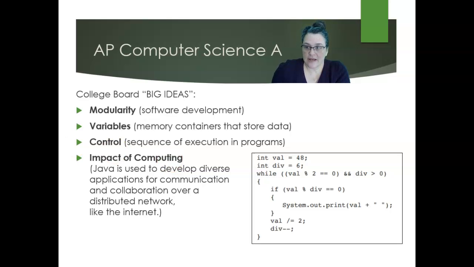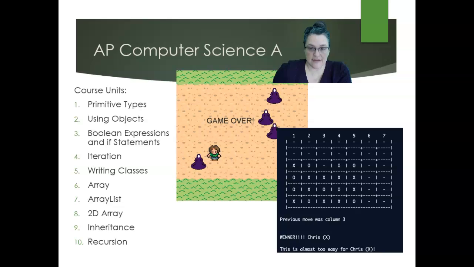The sequence of units that we study in Computer Science A starts with primitive data types. Then we look at using objects in the object-oriented programming language, Boolean expressions, and conditional statements. Unit 4 iteration is loops. Then 5 is writing classes. Classes are how we organize information in object-oriented programming languages. Then Unit 6, 7, and 8, that's big data, so organizing your data in arrays, lists, and matrices. And then we end the year with inheritance and recursion.